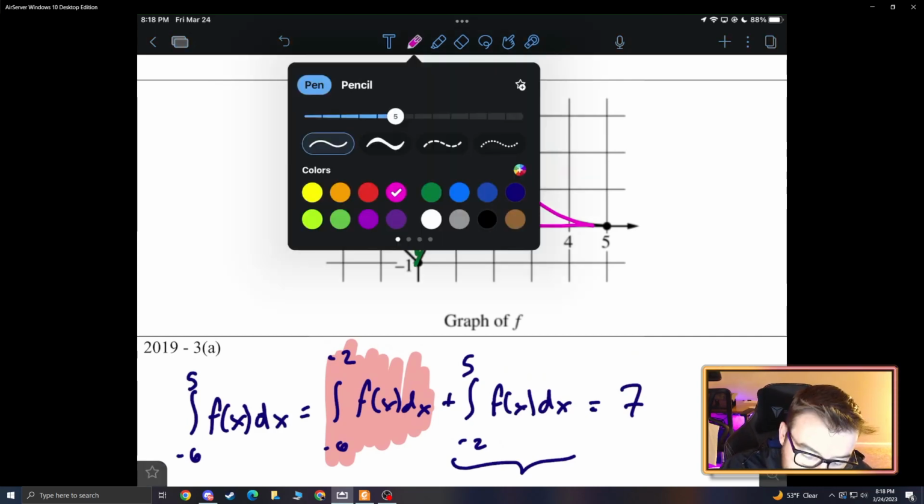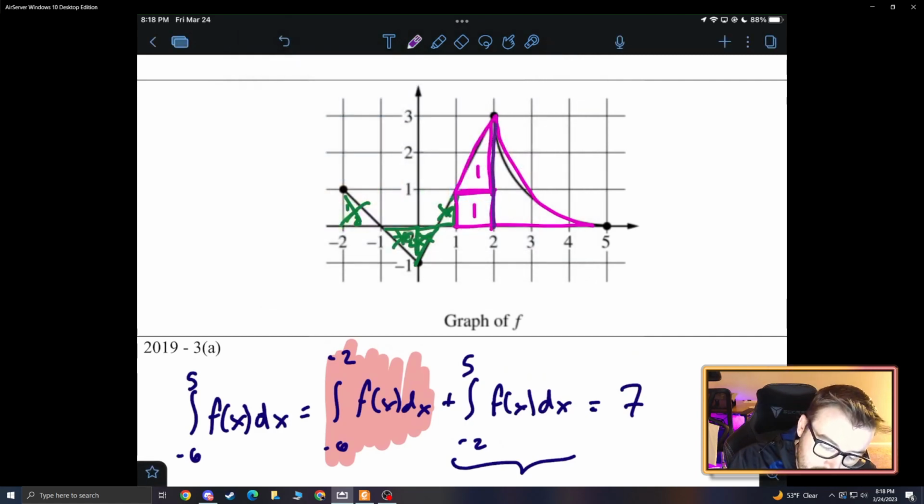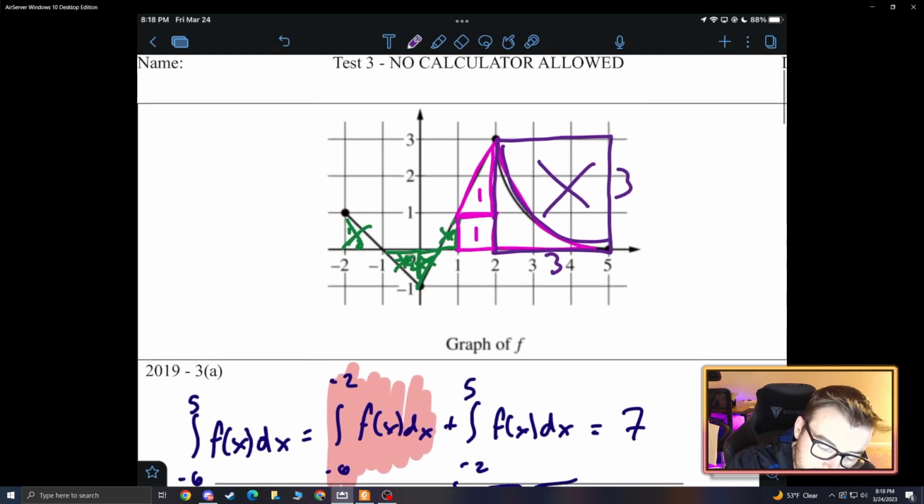So what I'm seeing here, geometrically speaking, is a big square that is 3 by 3 with a quarter circle cut out of it. So the square is 9, and I'm subtracting away a quarter of this circle. The area of the circle is pi r squared. The radius is 3, so a quarter of 9 pi.